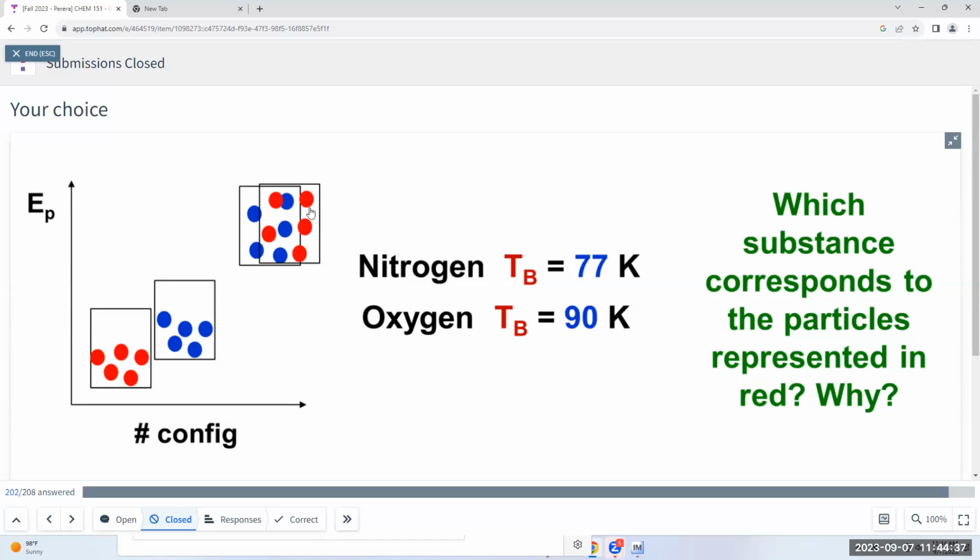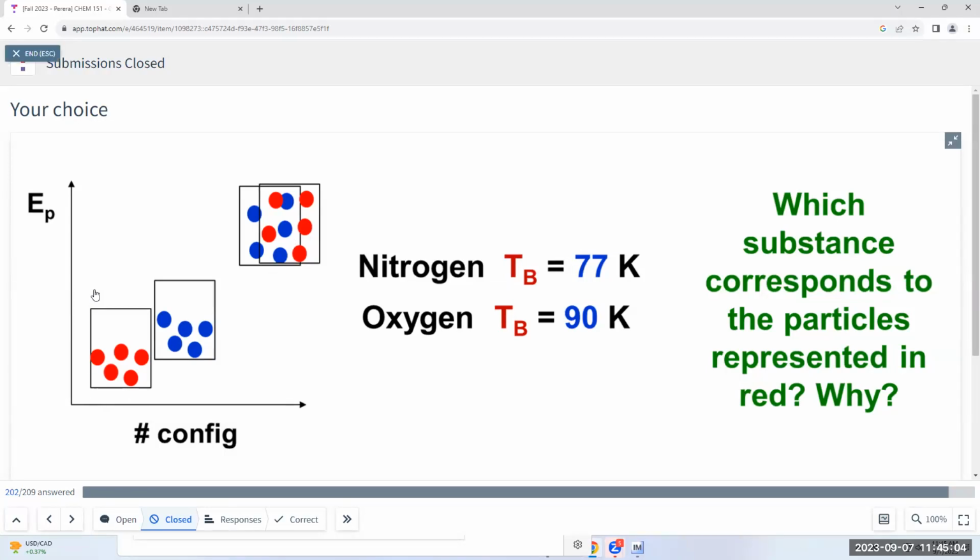So you see that in the gas phase, the red substance and the blue substance are overlapped with each other, meaning in the gas phase, you cannot distinguish which one has a higher or lower potential energy and a higher or lower number of configurations. They're the same in the gas phase. That's what they're trying to denote here by overlapping these two states, these two diagrams.